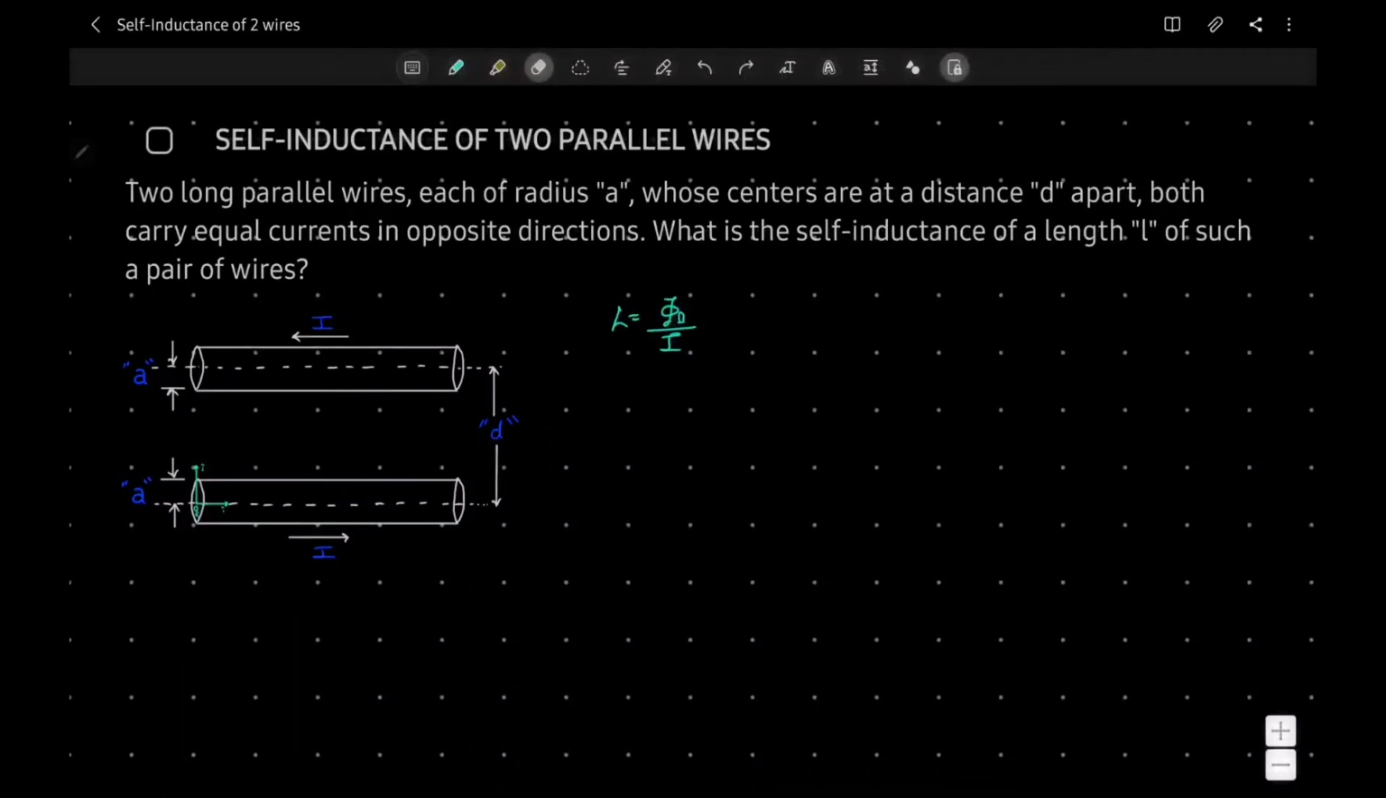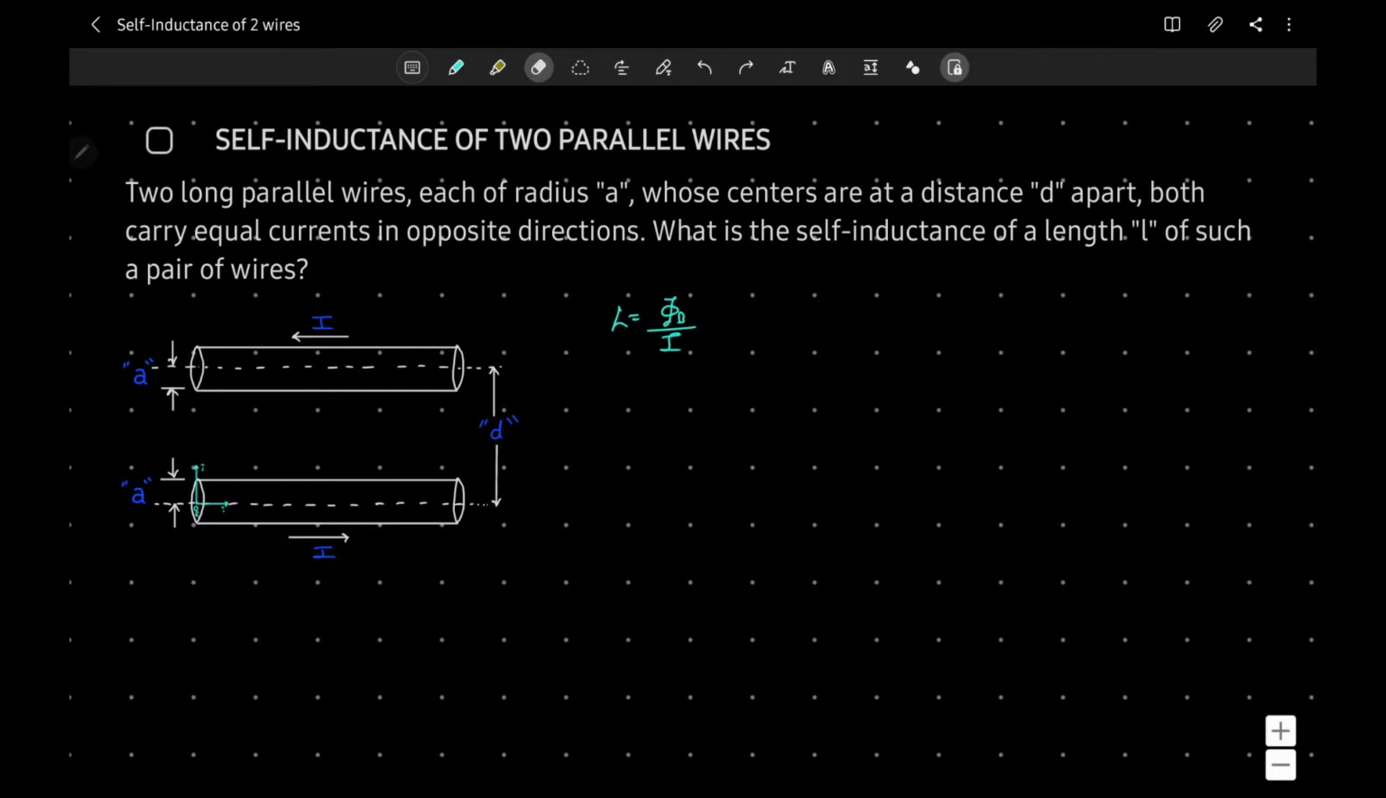Today we are going to solve the self-inductance problem of two parallel wires. These two long parallel wires, each of radius a, whose centers are at a distance d apart, both carry equal currents in opposite directions. They are asking us to find the self-inductance of the length L of such a pair of wires. In order to do that, we need to remember the equation for self-inductance, that's the magnetic flux over the current.